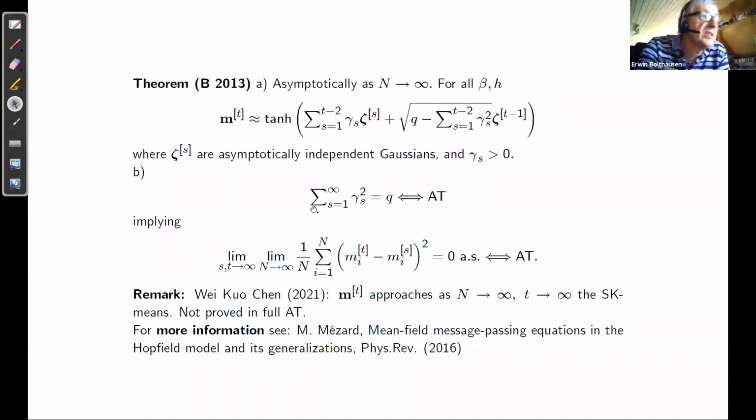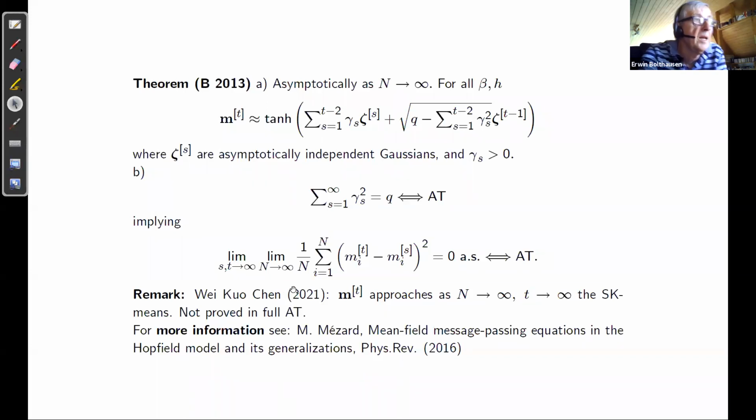In the paper I actually haven't proved that the m's really give the means of the model. So that's still a different thing to do. And that has just recently been proved by Marco Chen from Minneapolis. But actually you cannot prove it in the full AT region. So this AT business is still somewhat very puzzling and difficult business here.